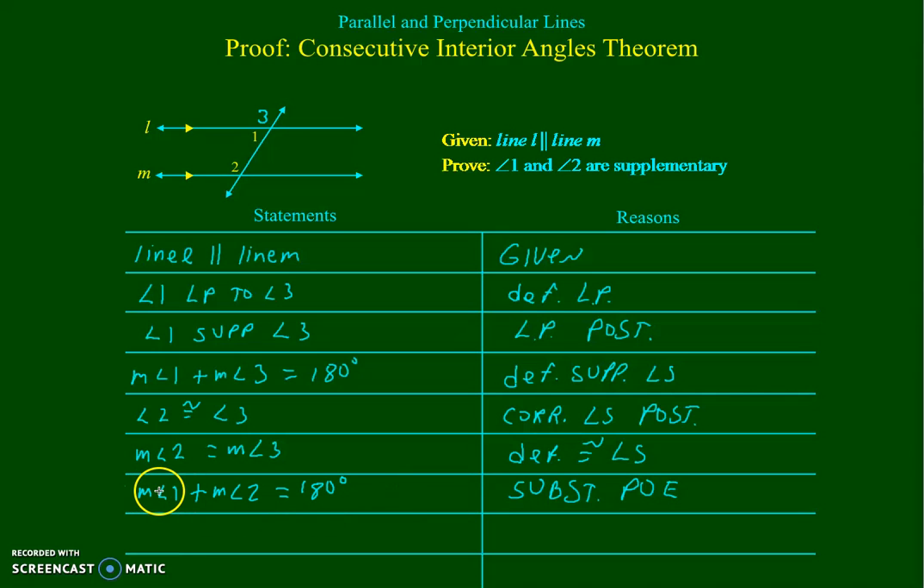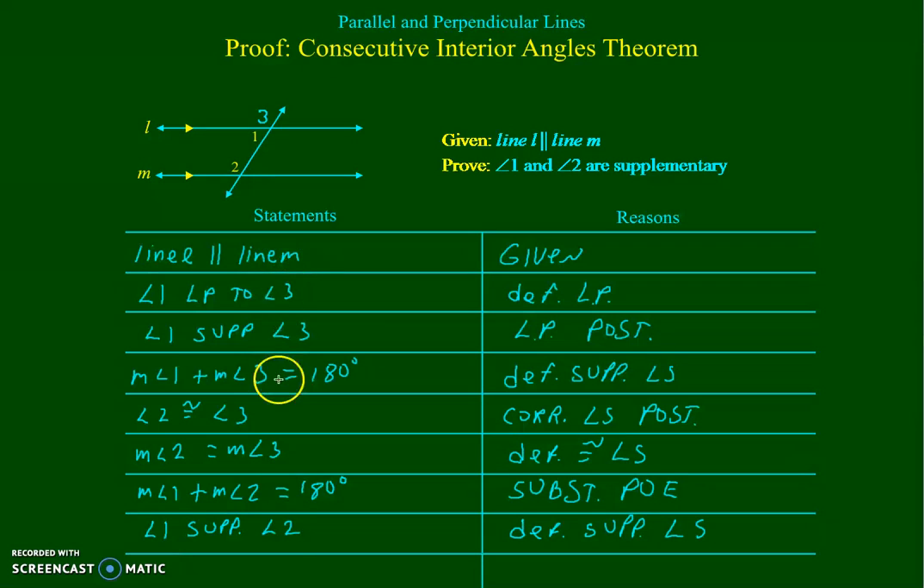Now I'm one step away, because I've said the measure of angle 1 plus the measure of angle 2 is 180. What does that tell us? What does it mean if the sum of the measures of two angles is equal to 180? What that means is that those angles are supplementary. That's the definition of supplementary angles. So I can now say angle 1 is supplementary to angle 2 because of the definition of supplementary angles. And there's our proof.